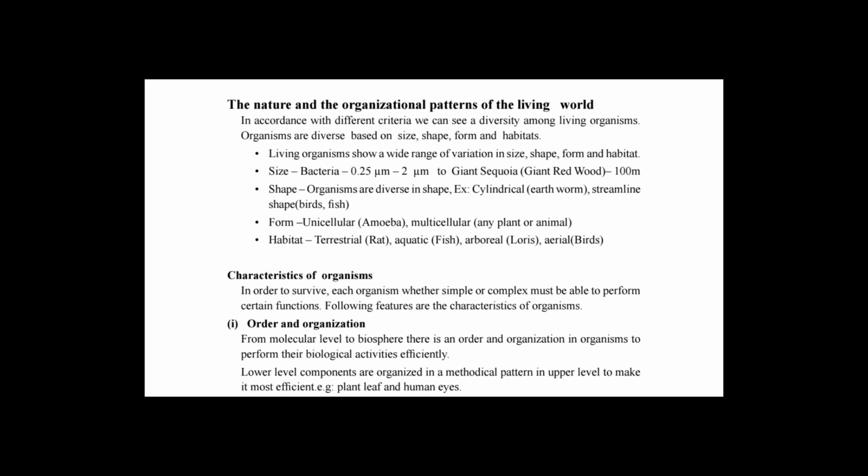Aquatic means living in water. Fish is a good example because fish live under the water. Arboreal means living on trees. Koala bears, lorises, they are the example. Aerial means birds are the example. Aerial means they can be found in space. Okay, they are flying and all. That's all about this diversity.